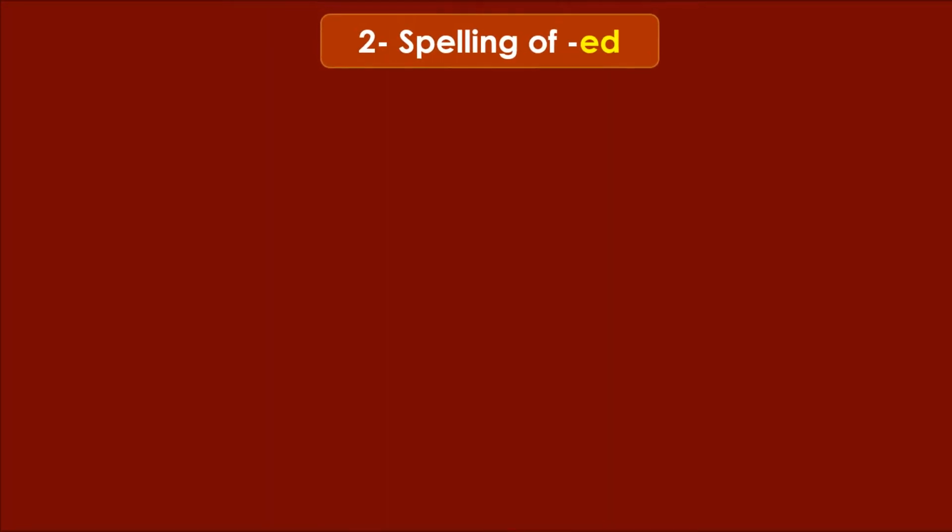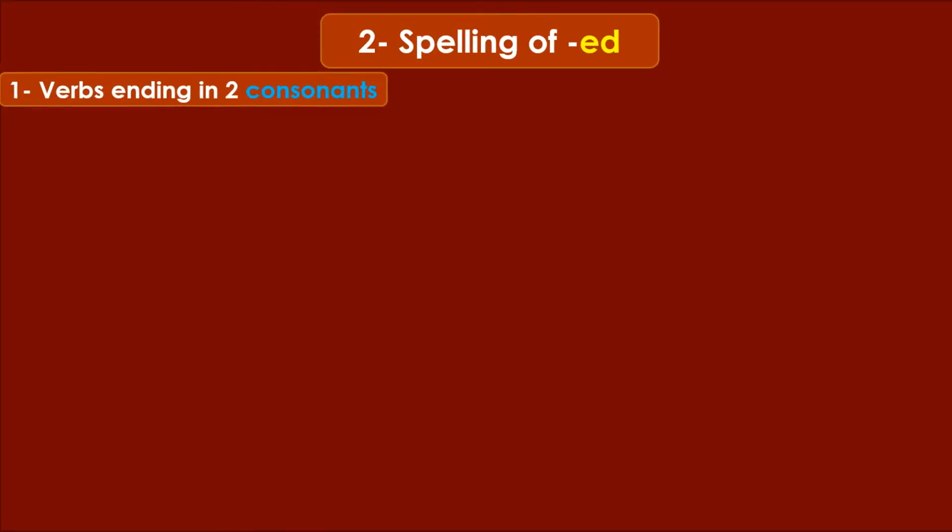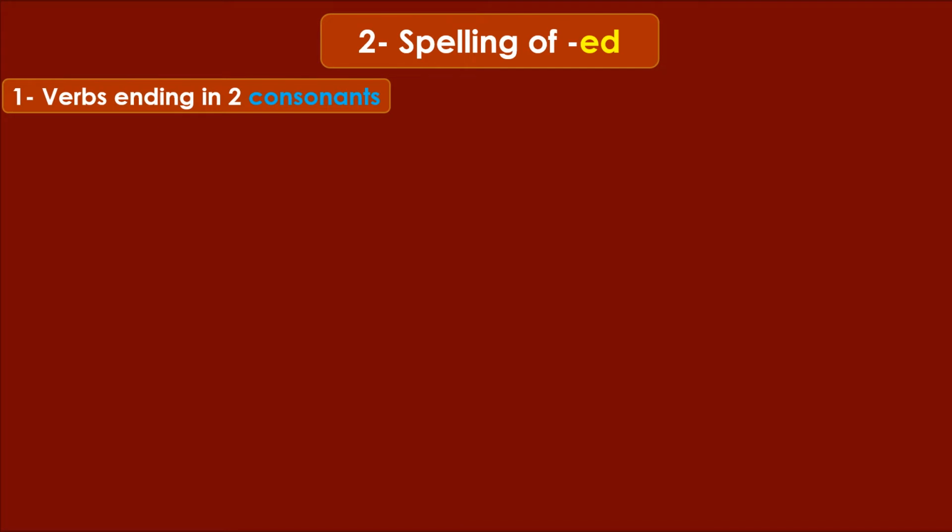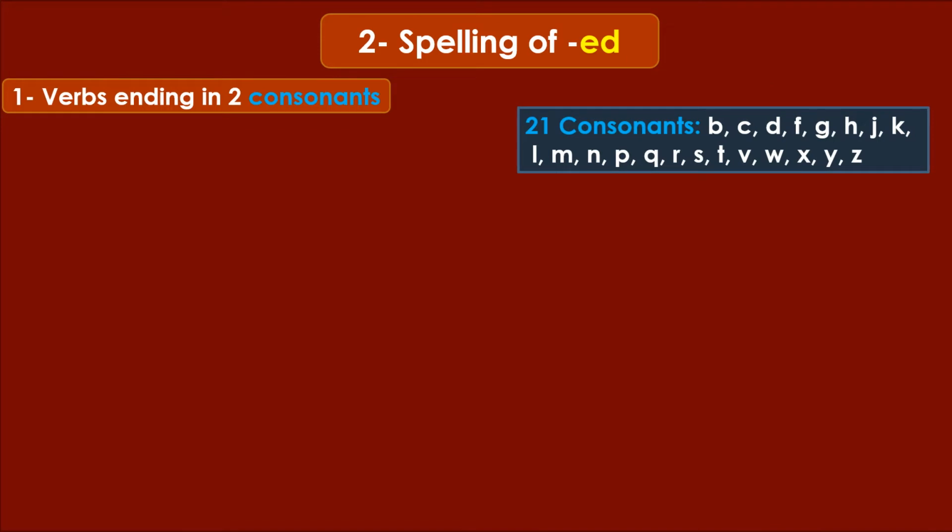Okay, let's now talk about the spelling of ed. Actually, we have different cases. Look at case number 1, verbs ending in 2 consonants. Look at the verb work. It ends in 2 consonants, R and K. In this case, we're just going to add ed at the end of the verb. So work becomes worked. Okay, this is the first case.